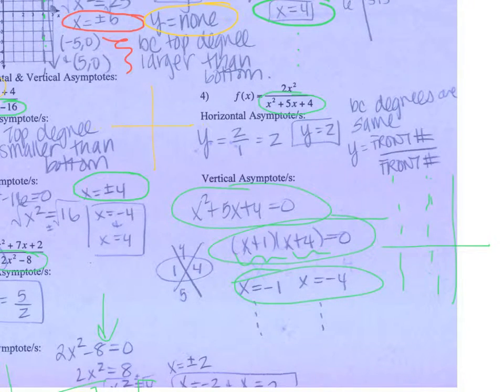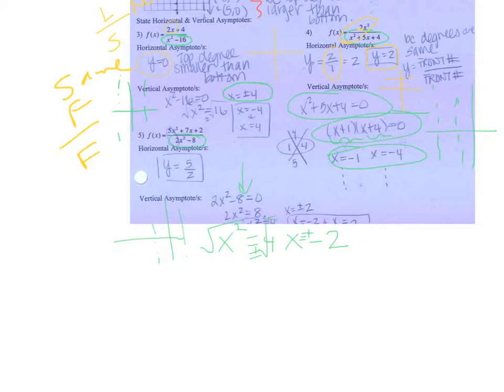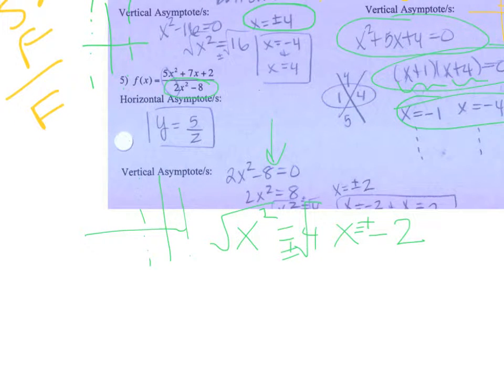Number 4, if we check out the degrees are the same, so it's front number over front number. So the front number on top is 2, front number on bottom is 1. So y equal 2 over 1 becomes y equal 2. So if we had to draw that, it would be about here on our graph. And for number 5, we check out the degrees. Again, the degrees are the same, so it's front number 5 over front number 2. So it's y equals 5 over 2. If we go to graph this, it's about y equals 2.5. So we do our dot at 2.5.